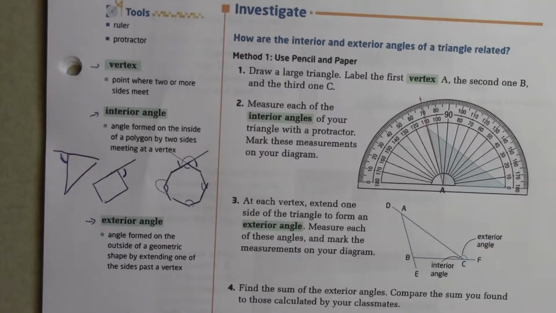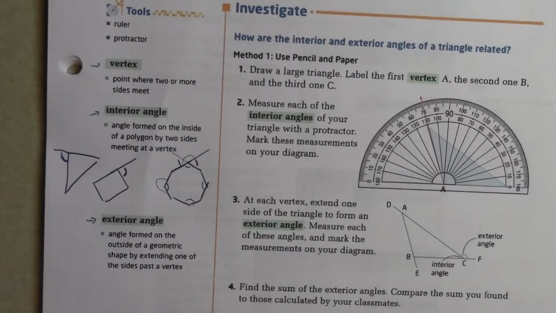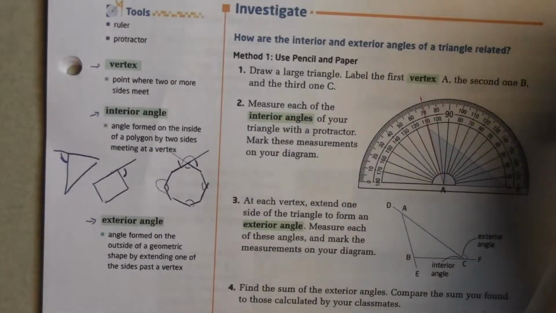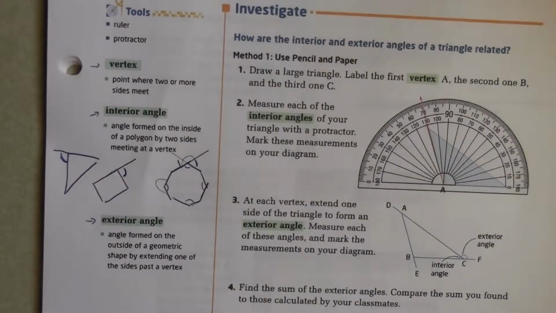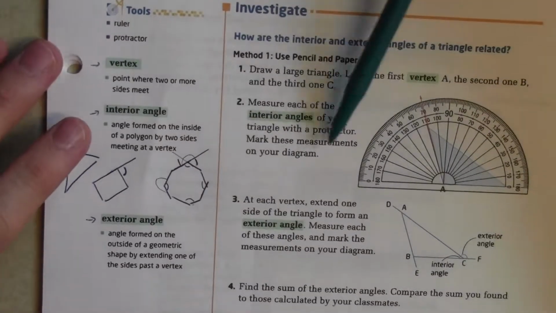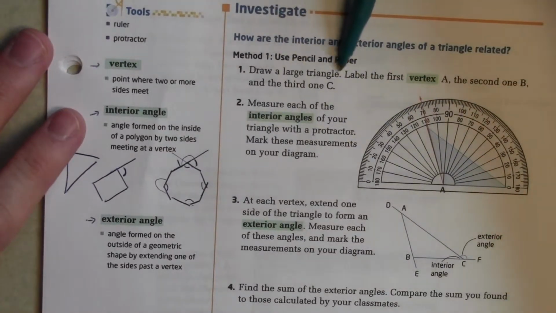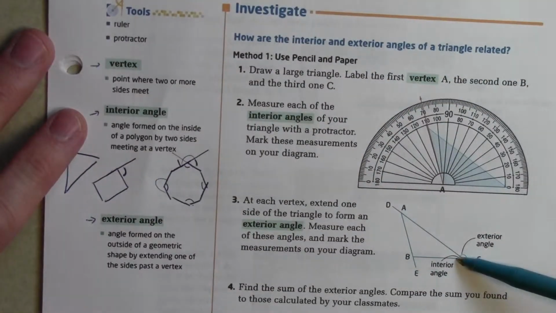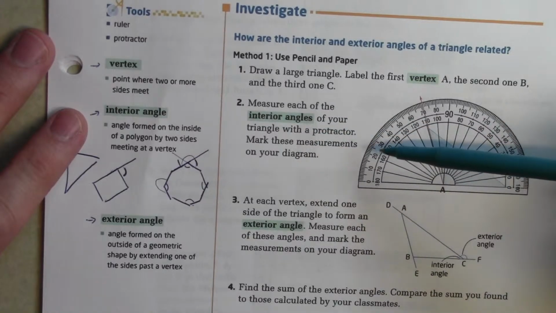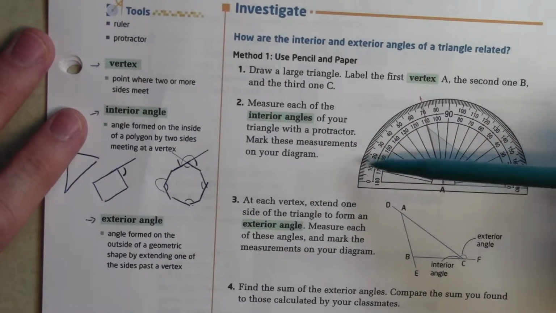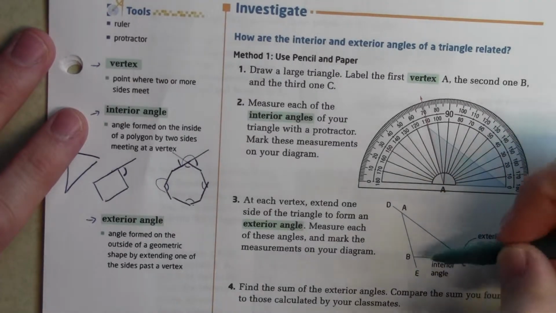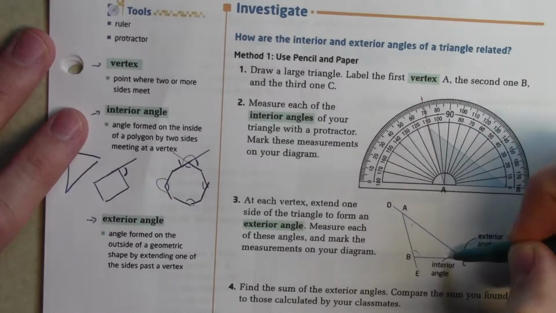Any questions? Alright, so those are our definitions. We do a couple of proofs here for interior and exterior angles. So we draw a large triangle. We don't all have protractors, but we can go over this very quickly. Label the first vertex A and the second B. So here's our triangle. Measure each of the interior angles from your triangle with a protractor. Mark these measurements on your diagram. So if you measure the interior angles, it would be these angles here.